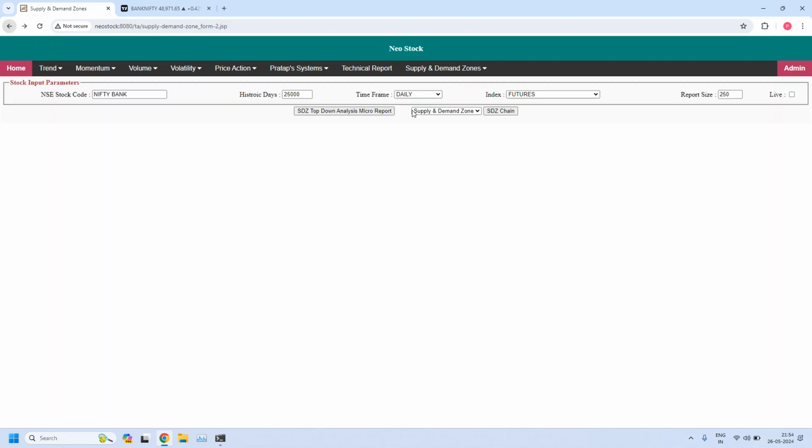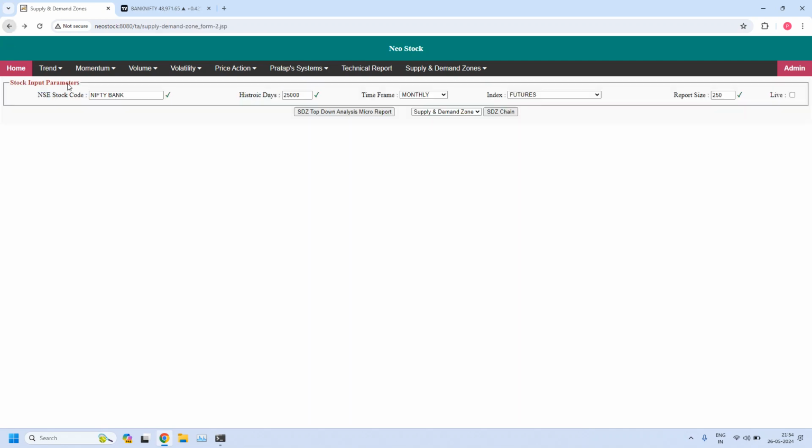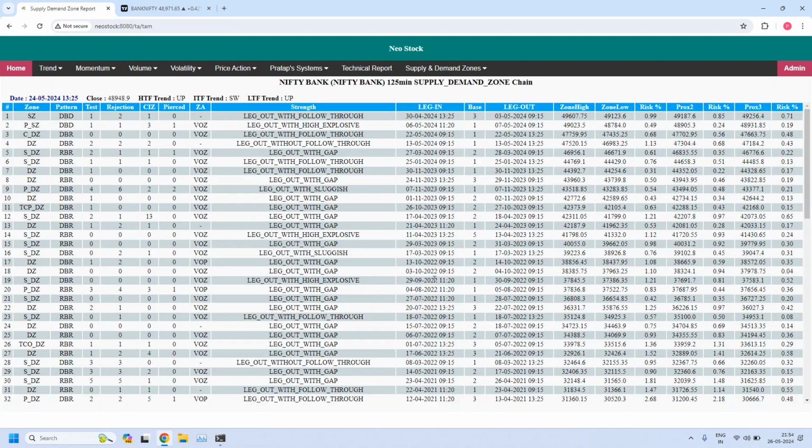Now let's move on to the next time frame. Before that, before going to 125, let me check monthly. Have we missed any monthly supply zone? No, there are no monthly supply zones. Good. So I'm changing the time frame to 125 minutes just to check if any high liquidity zone is there. Otherwise, our primary focus is on 75 minutes.